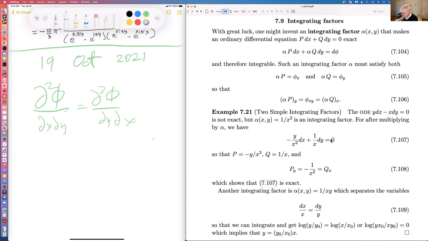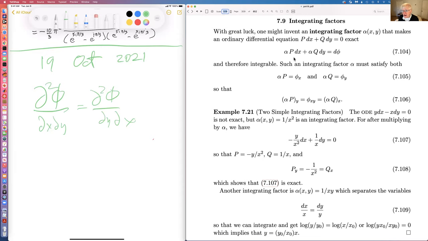Integrating factors. Now, with luck or skill or intuition or divine help, one can find an integrating factor sometimes that makes an ordinary differential equation exact. So alpha P dx plus alpha Q dy is d phi, and so the thing is integrable. And so what are the properties of alpha? Well, alpha P is phi sub x and alpha Q is phi sub y. And the y derivative of alpha P is then the y derivative of phi sub x, which of course has to be the x derivative of phi sub y, or the x derivative of alpha Q. And so we have this equation here.